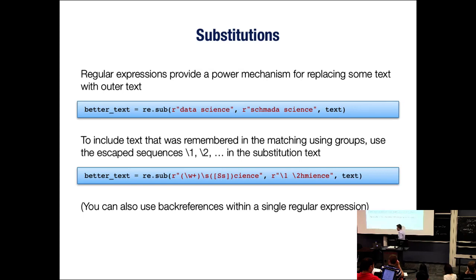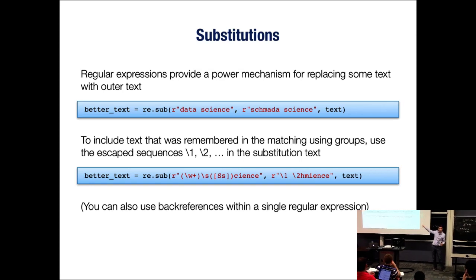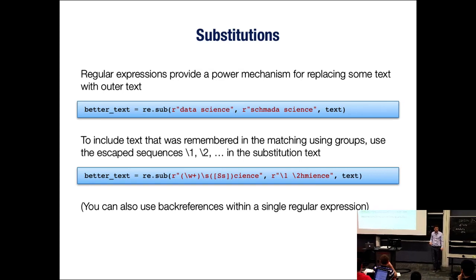The way this can get powerful, though, is when you have expressions that are more complex than just simple matches. Use all the groupings, all the wildcards, everything we've talked about before. When you do the substitution, you can actually refer back to the groups that you had in your original expression. So for example, does anyone know what this one will do? Can anyone guess? Yeah. Just replace data science with data schmata.